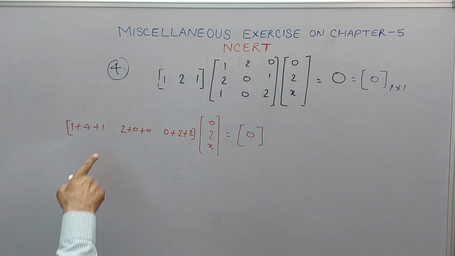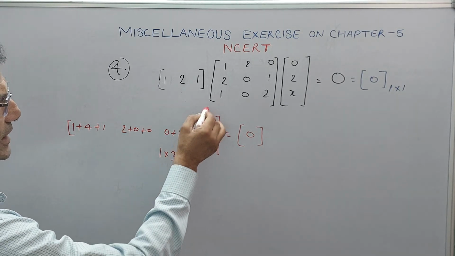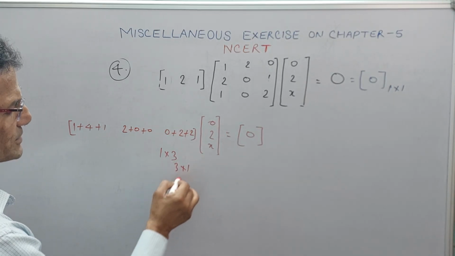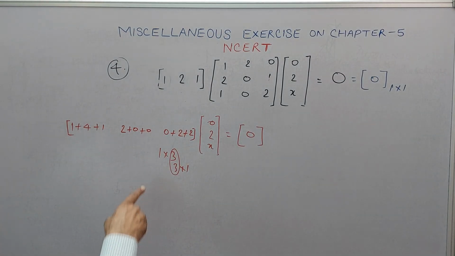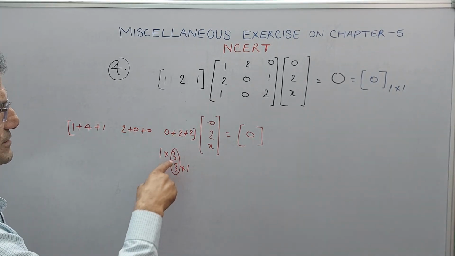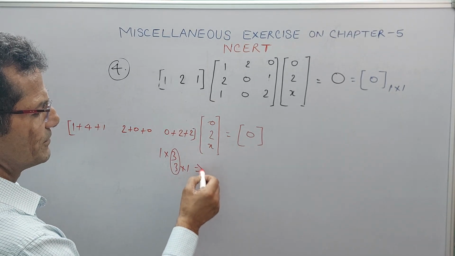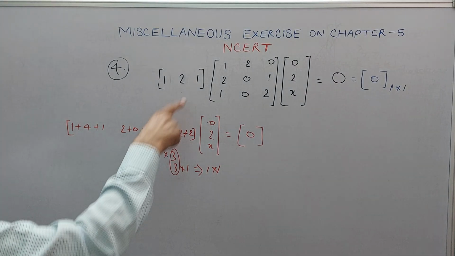So here it is first row. Its order is first row third column, and its order is three rows first column. So this is common to both. Its column and its rows are the same, so our matrix will be 1 cross 1. So just one entry should be here. So first row multiplied by first column.